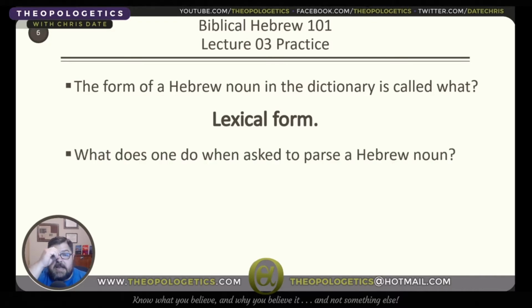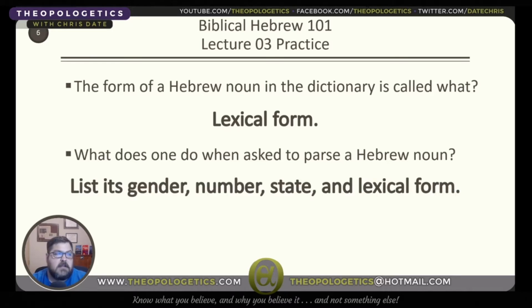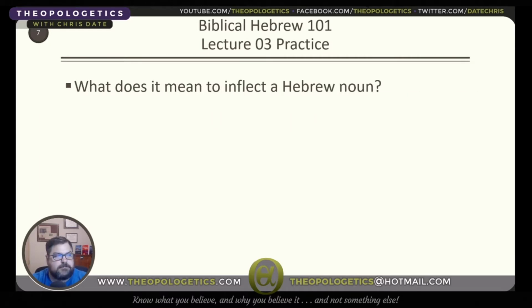What does one do when asked to parse a Hebrew noun? So here we're talking specifically about that word parse. What does it mean when we're talking about Hebrew nouns? You provide its gender, its number, its state, and its lexical form. So take, for example, the word devarim. Devarim. That is a masculine, plural, absolute, and its lexical form is davar, meaning word or thing. So that's the kind of thing you're to do when asked to parse a Hebrew noun.